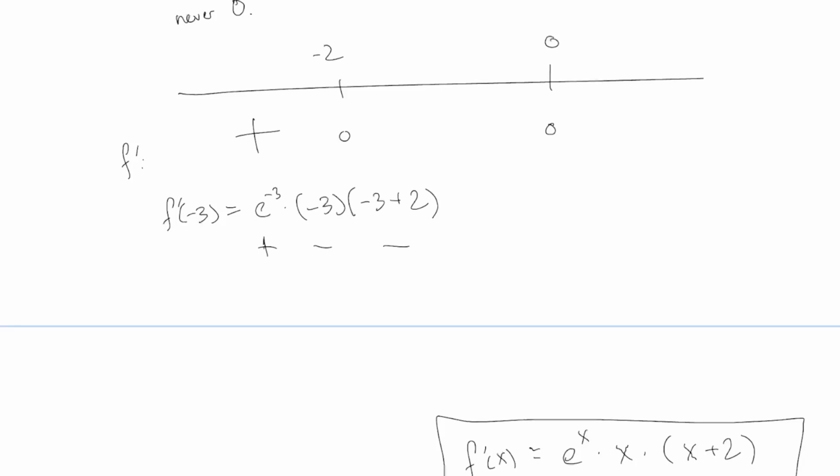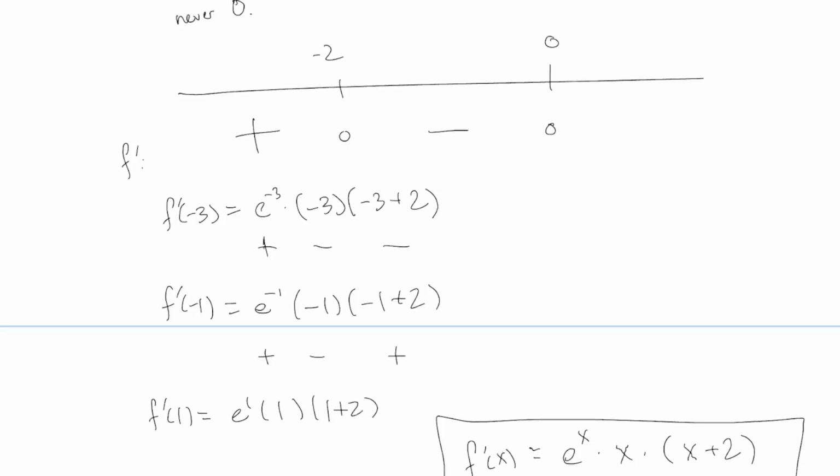In the middle, I will pick -1, I guess. f prime of -1. I get e to the -1, -1, -1 plus 2. This is positive, negative, and -1 plus 2 is +1, which is positive. So it's a minus sign in the middle. And on the right side, I will use x equals 1. So f prime of 1 is e to the 1, 1, 1 plus 2. Those are all positive, positive, positive. And so positive.